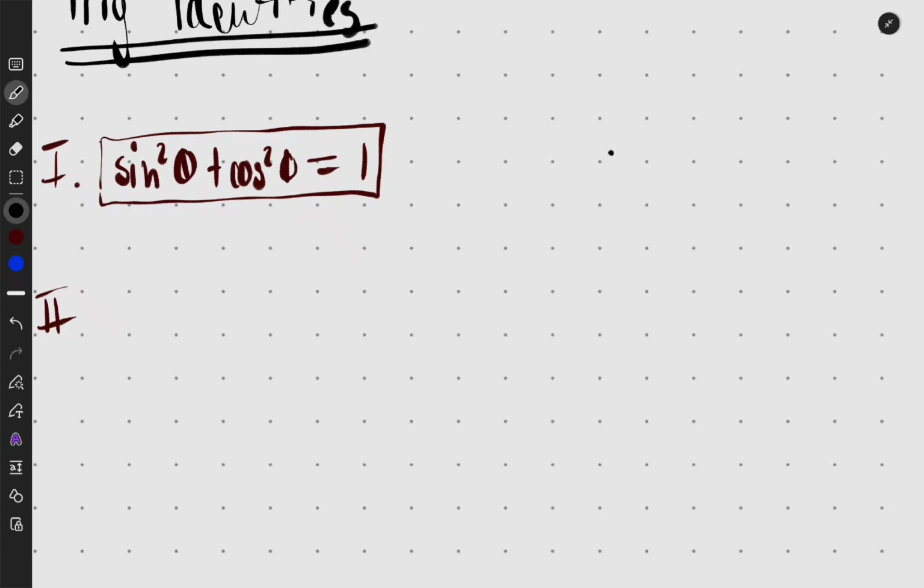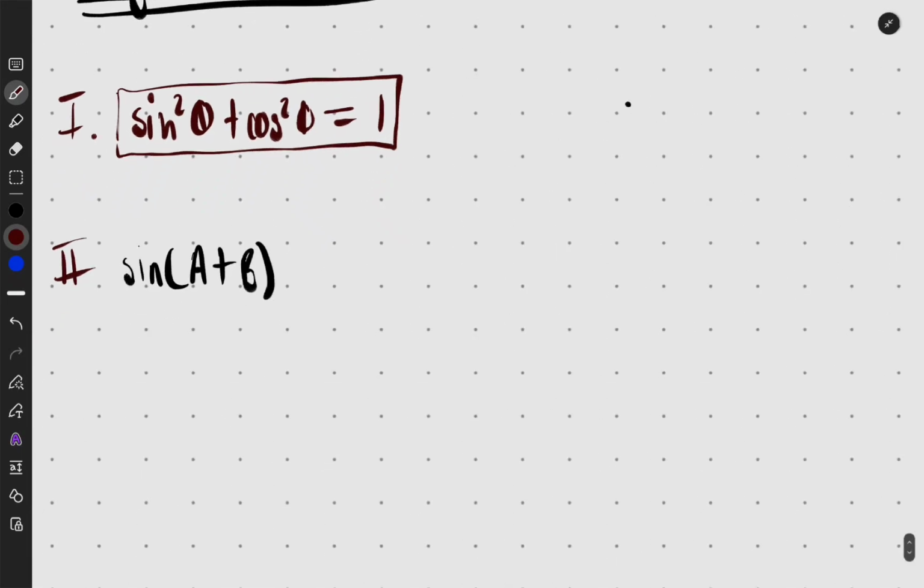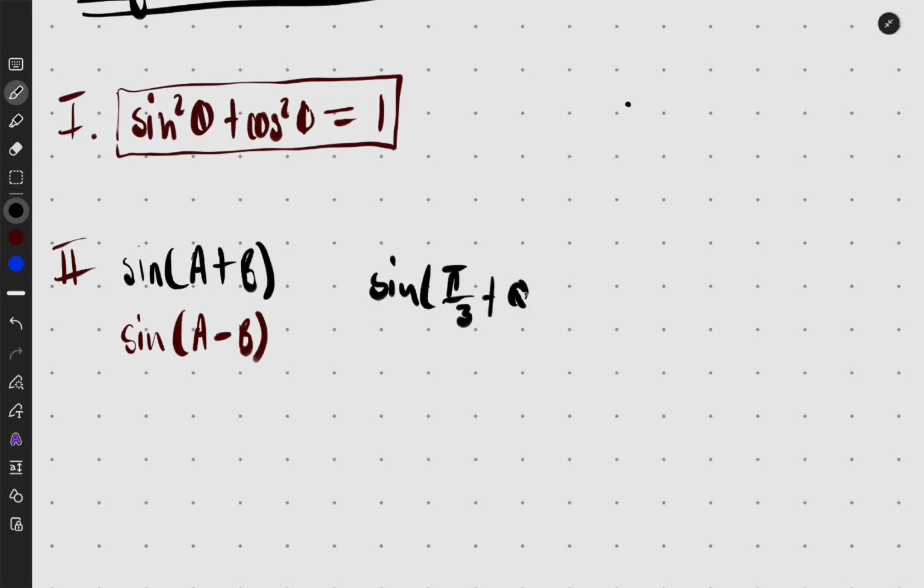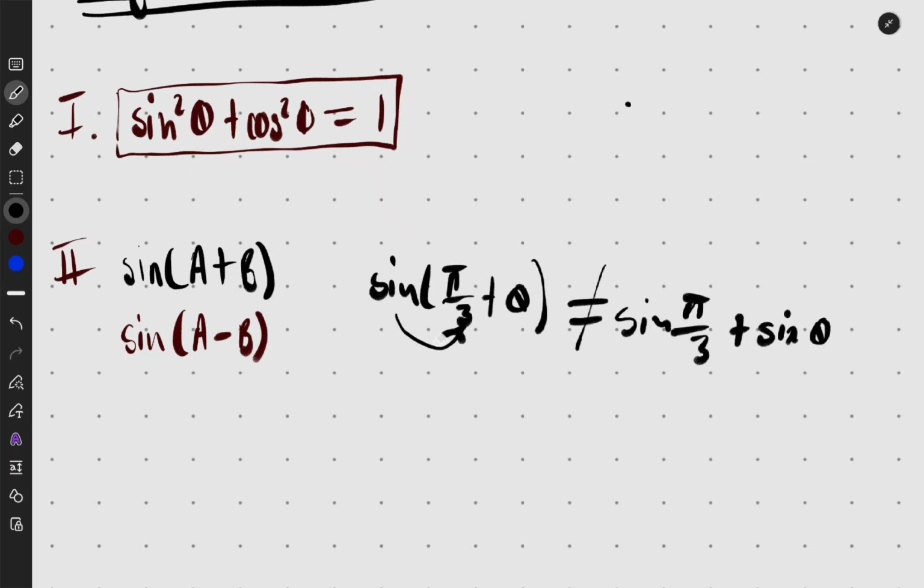Second thing we want to do is see how to expand when you have sine of two things, when you want to get a sine of two things in a bracket and you want to expand. Okay, so we can do it as sine of a plus b and sine of a minus b. Let's say you have sine of pi over 3 plus theta. This you'd want to expand. It is not going to be sine pi over 3 plus sine theta. No, we don't expand. In trig, we don't expand like we do in algebra.